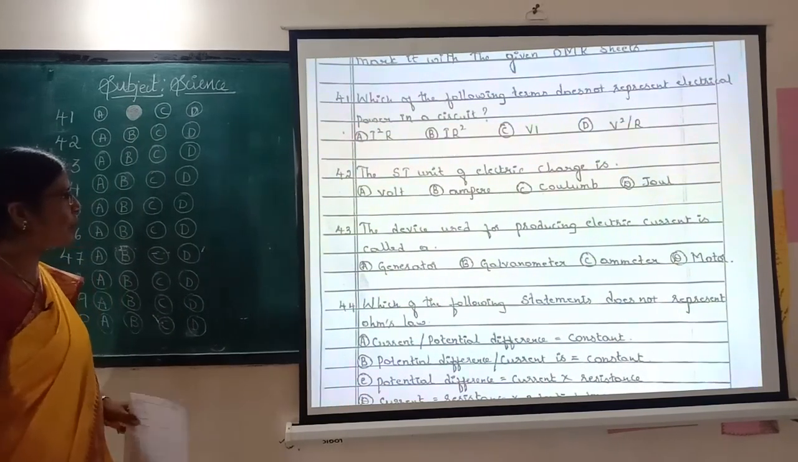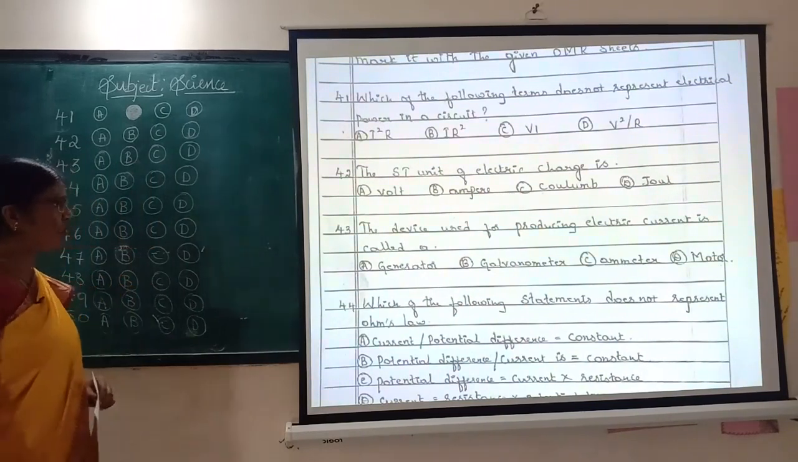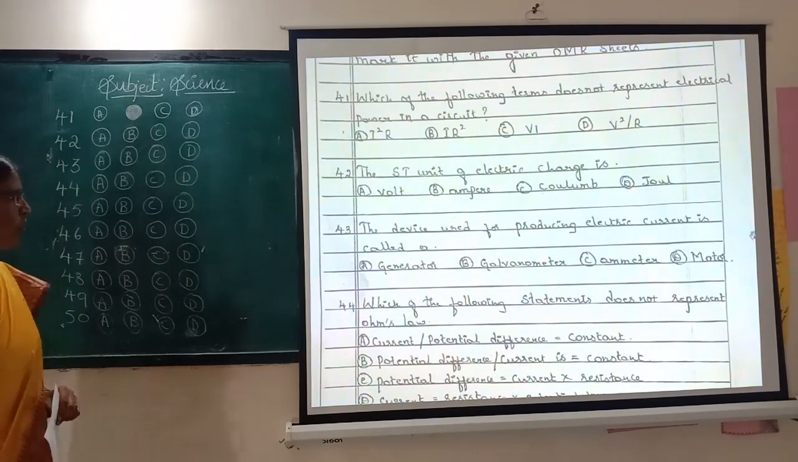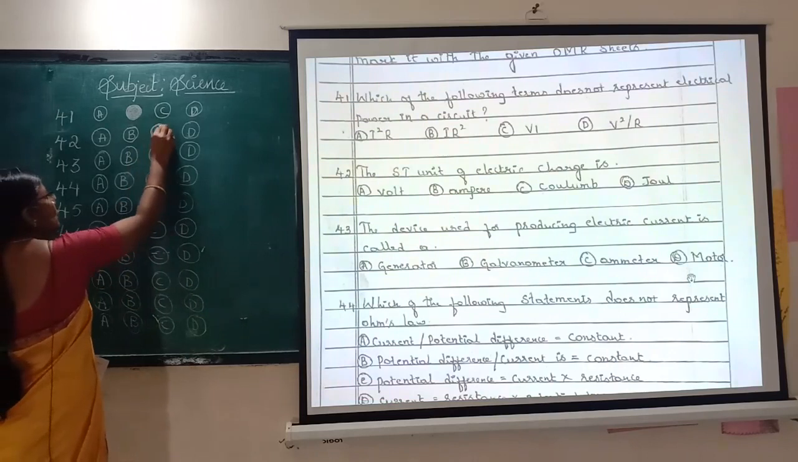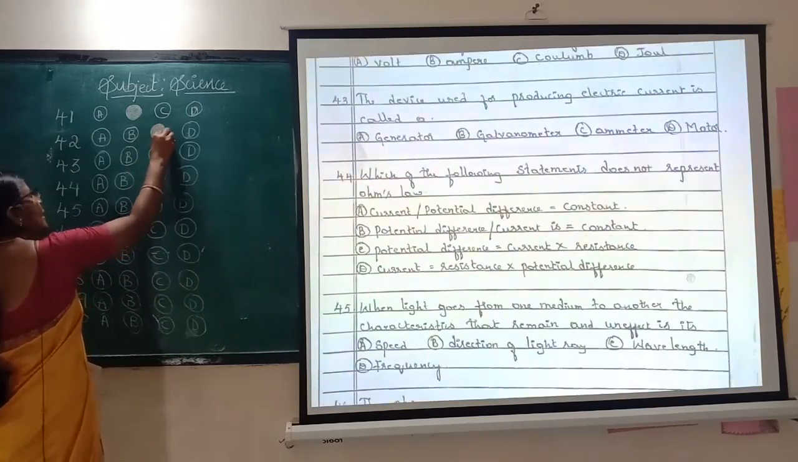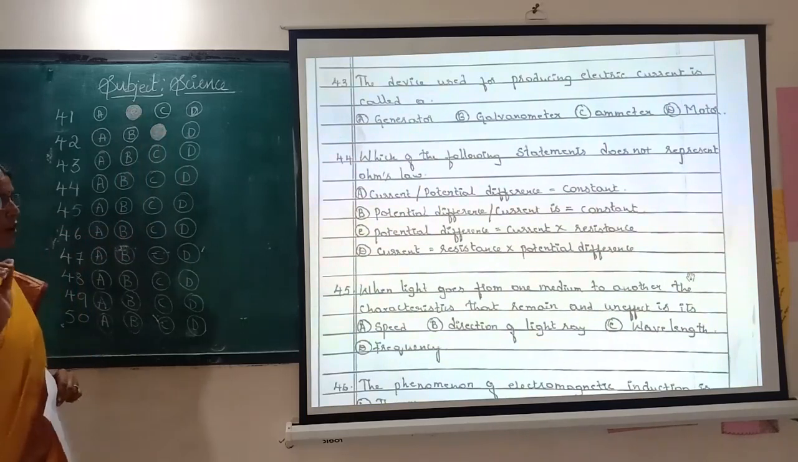42nd question. The SI unit of electric charge is option A volt, option B ampere, option C coulomb, option D joule. So the right answer is C, children. Then in the OMR sheet you should shade C option as coulomb, children. Try to shade the circle fully, children, not half.